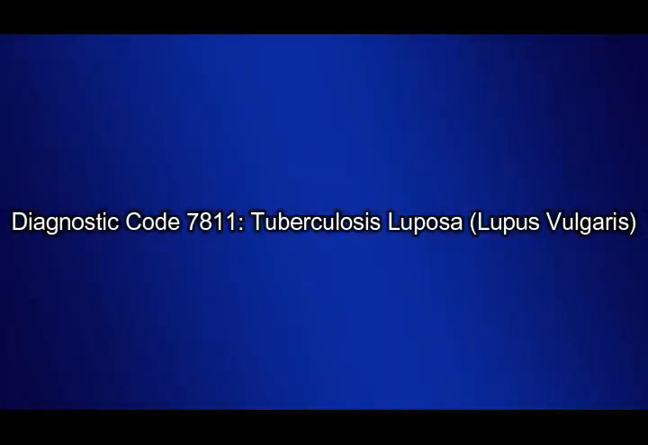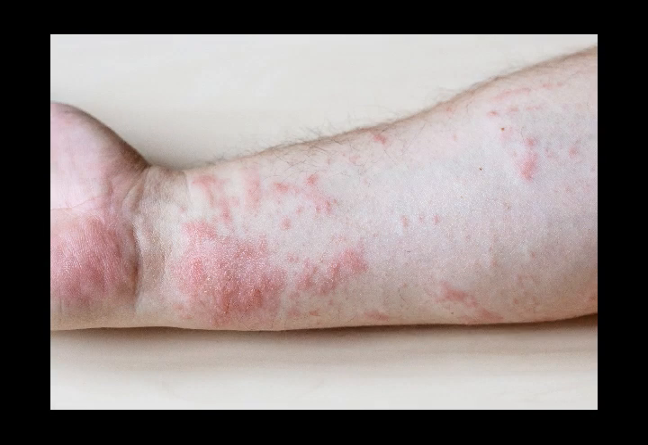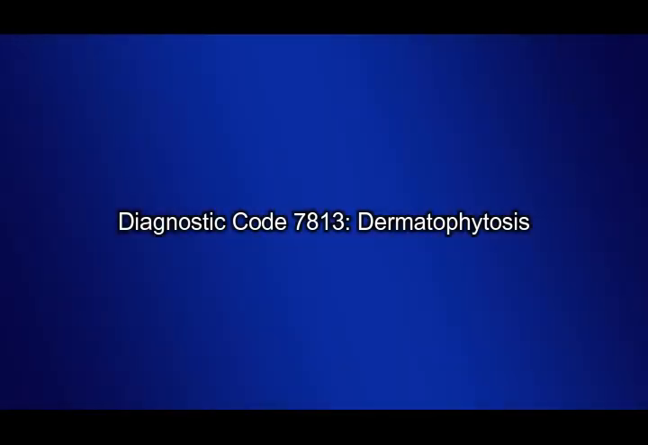Diagnostic Code 7811, tuberculosis luposa, lupus vulgaris. For active or inactive tuberculosis luposa, use sections 4.88c or 4.89 for rating, depending on the specific circumstances of the condition. Diagnostic Code 7813, dermatophytosis.